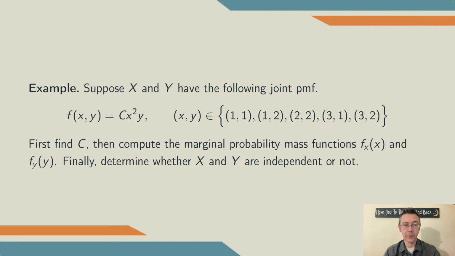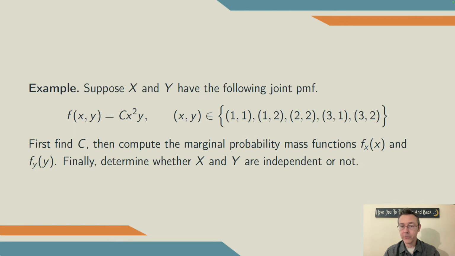Let's do another example here. Suppose x and y have the following joint PMF. f of x comma y is equal to c times x squared y, where c is some unknown constant. It's going to be our job to find it. And the support here is just 5 sets of ordered pairs.